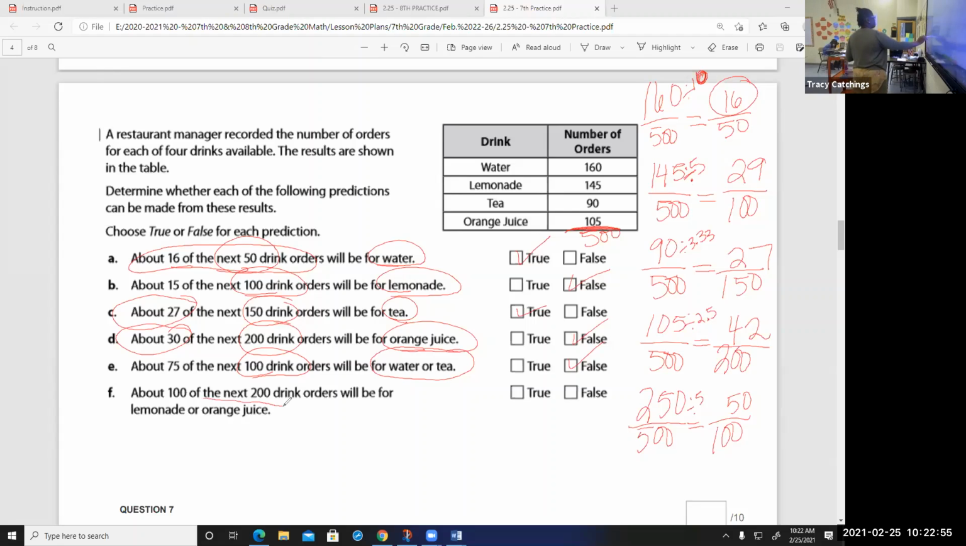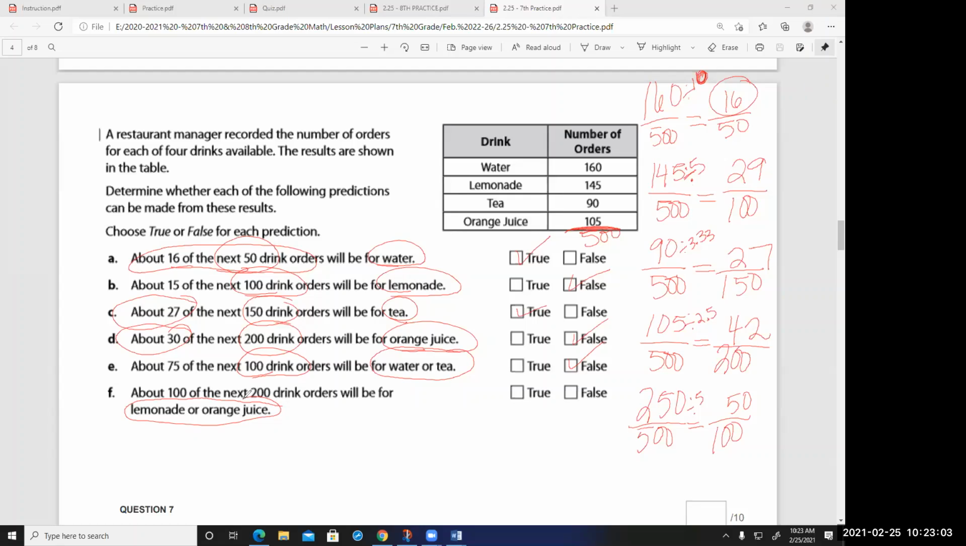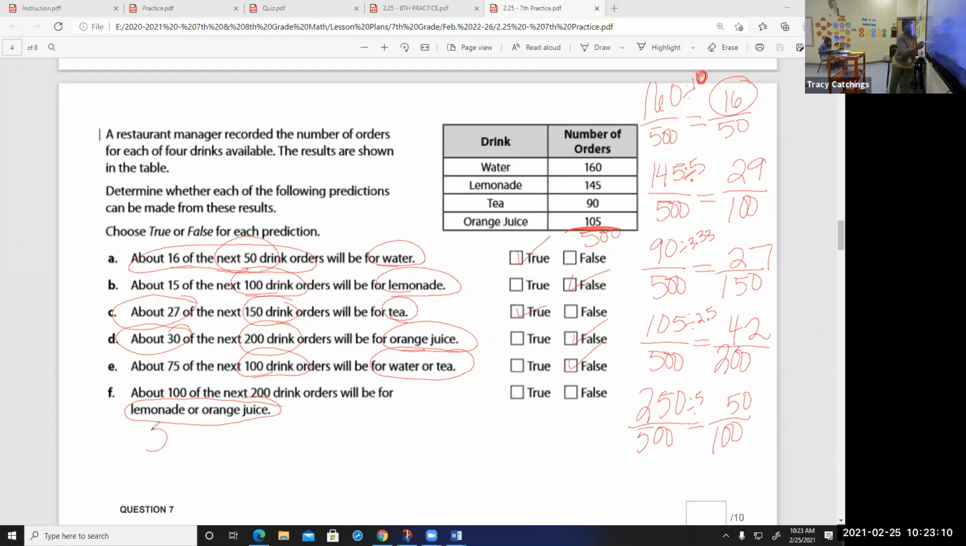Lemonade and orange juice. How much? Alright, I got it 2 times. What's our new denominator? Alright, we did that one earlier and said that was what, 2.5? So divide 250 by 2.5. 100.